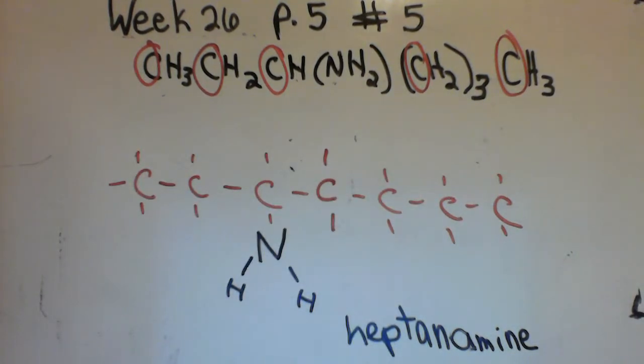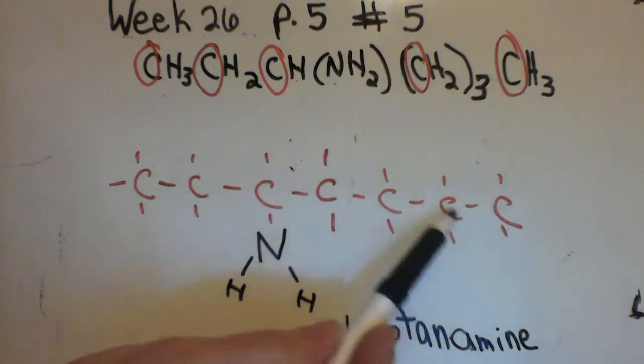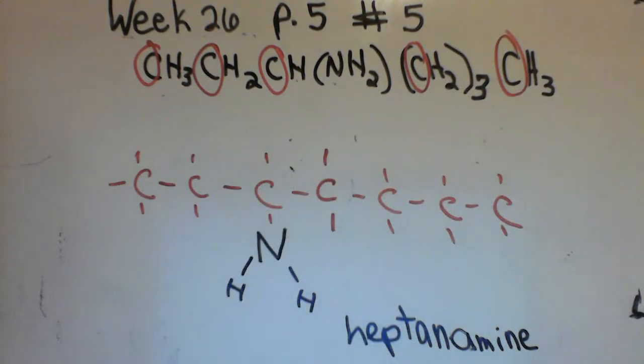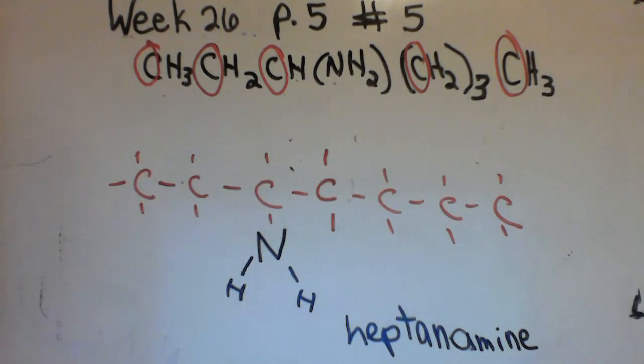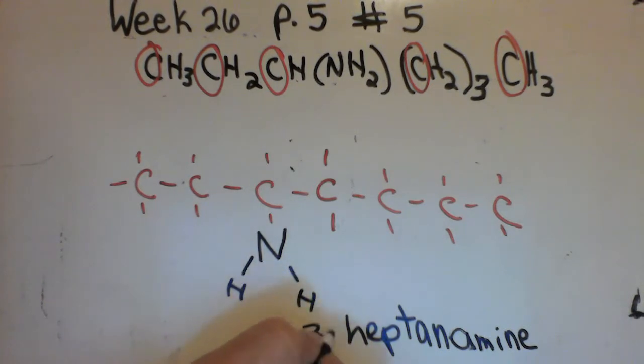carbon the ammonia functional group is bonded to. If we count from the right, 1, 2, 3, 4, 5, it would be the 5th carbon. If we count from the left, 1, 2, 3, it would be the 3rd carbon, and we'll take the one that's least. So it would be a 3.